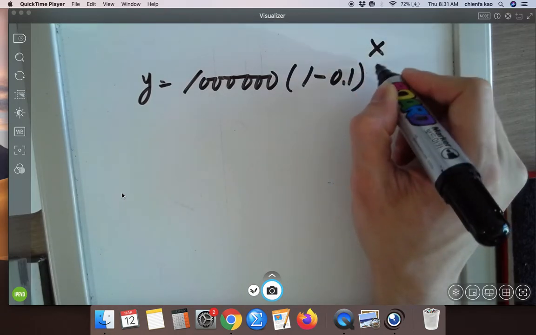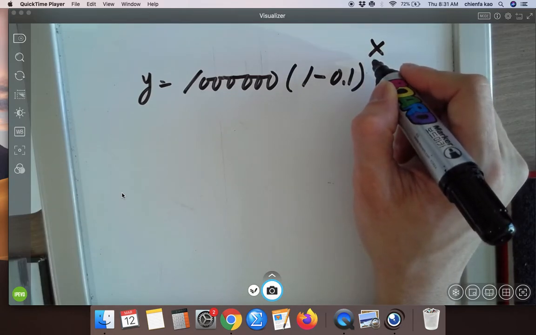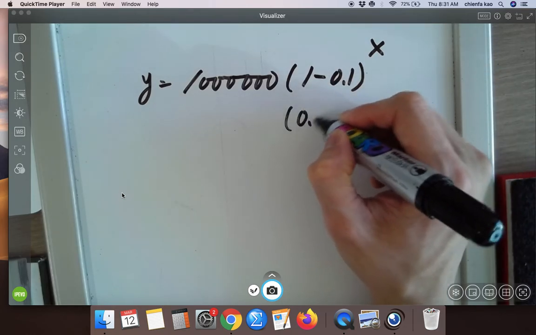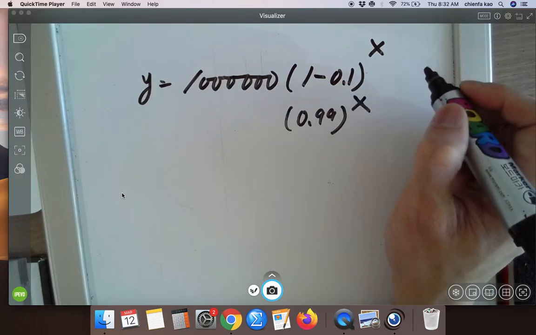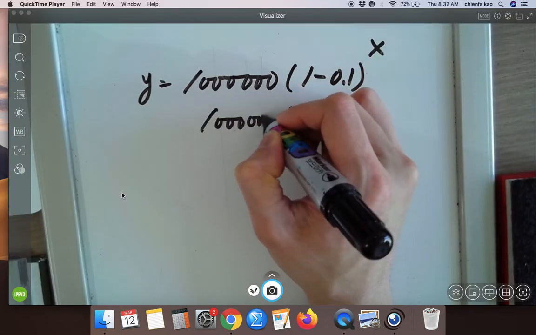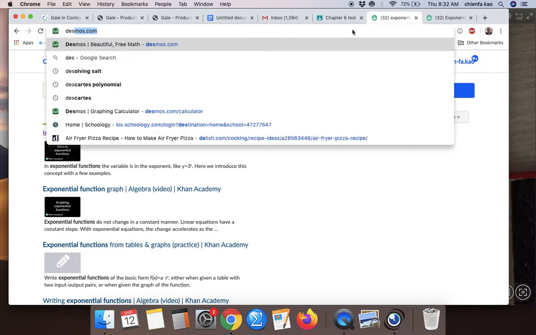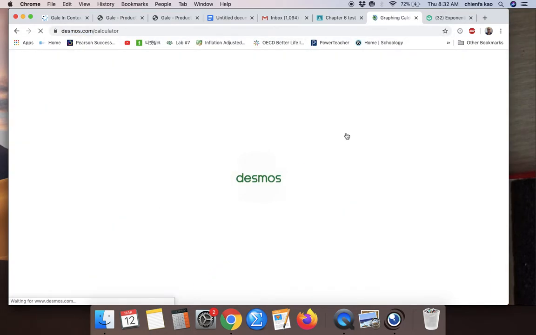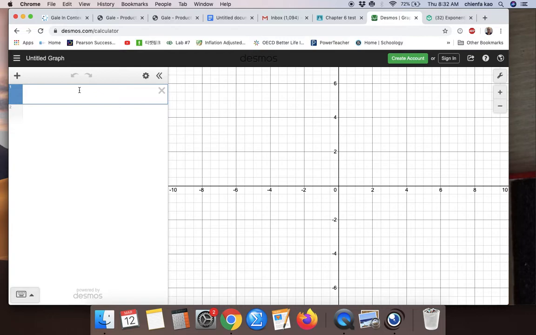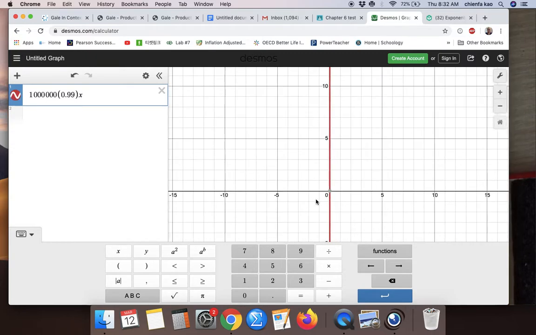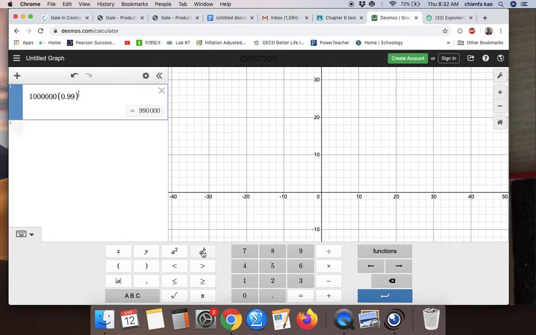So with this function, we will be able to tell how much fish we will have left. Now this is obviously 0.99, and then this is x. This is how many years. So if now you could see the screen, I'll put that into Desmos, and then you'll be able to tell that it actually decreases exponentially. So 1 million, one more zero, yeah. And then 0.99 to the power of x.